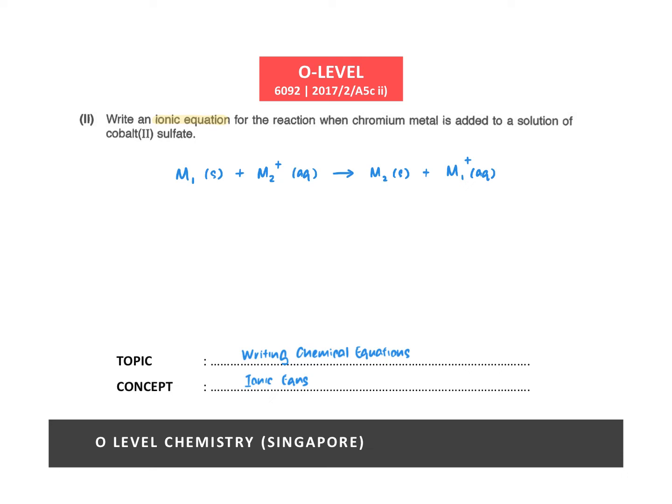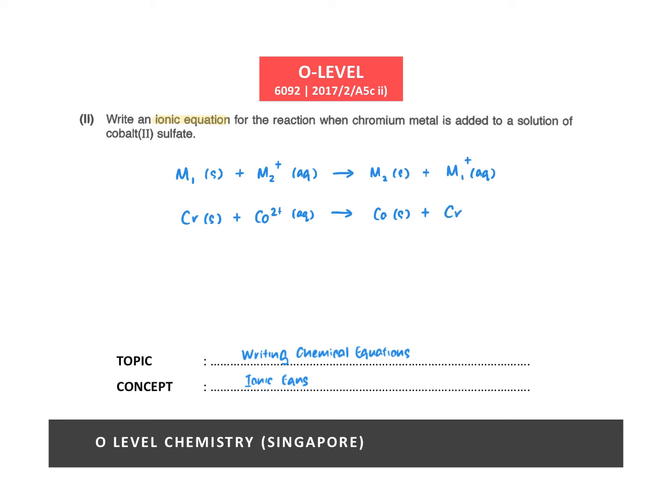For this question, chromium metal is being added to a solution of cobalt 2 sulfate. So chromium metal is the more reactive metal here. So we'll write chromium solid plus the ion of the less reactive metal, which is cobalt 2 plus. And after the reaction, we will get the metal of the less reactive metal and the ion of the more reactive metal, meaning chromium ion.